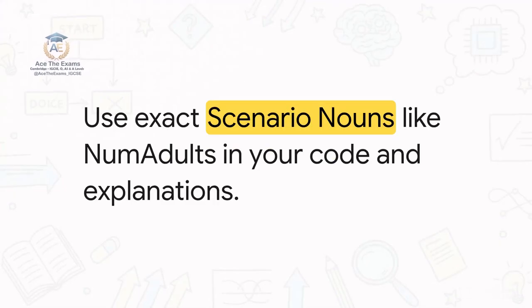Here is the secret: scenario nouns. The examiner is actively giving you specific variable names in the prompt, things like calculating ticket prices for adults versus under 16s. If you write a generic answer using X and Y, you are going to lose marks. You absolutely must use their exact scenario nouns, like num adults and adult income, in your code and in your written explanations. You have to take generic computational thinking and apply it directly to their specific case study variables. That is the ultimate clue to securing maximum credit.